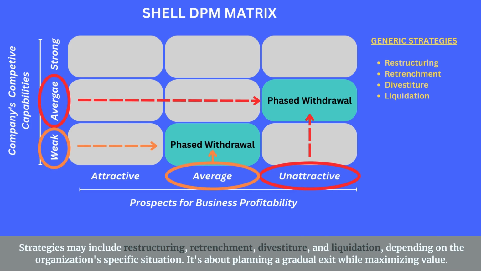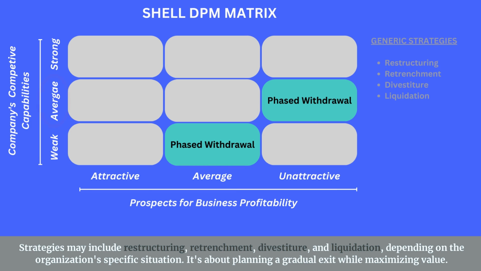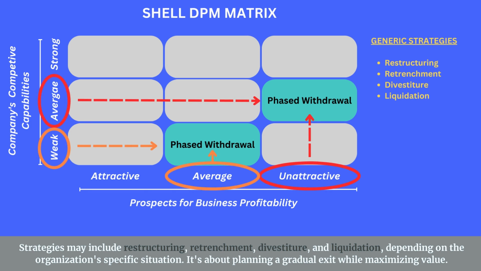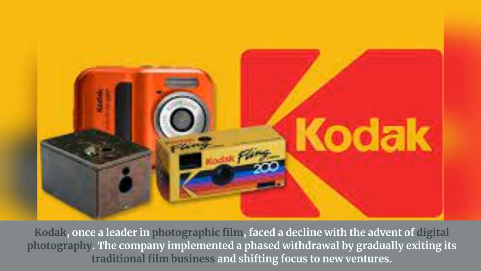Strategies may include restructuring, retrenchment, divestiture, and liquidation, depending on the organization's specific situation. It's about planning a gradual exit while maximizing value. Kodak, once a leader in photographic film, faced a decline with the advent of digital photography. The company implemented a phased withdrawal by gradually exiting its traditional film business and shifting focus to new ventures.